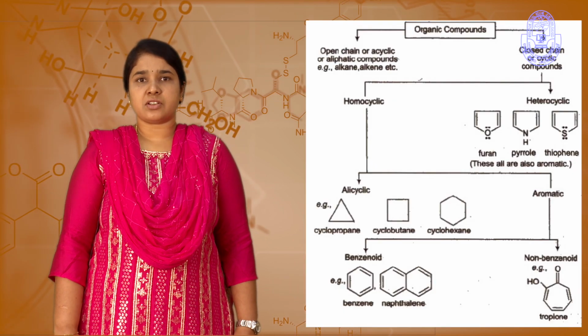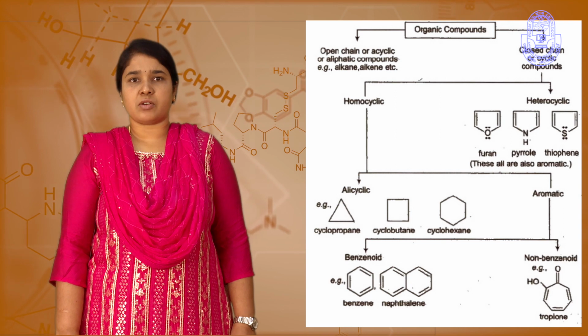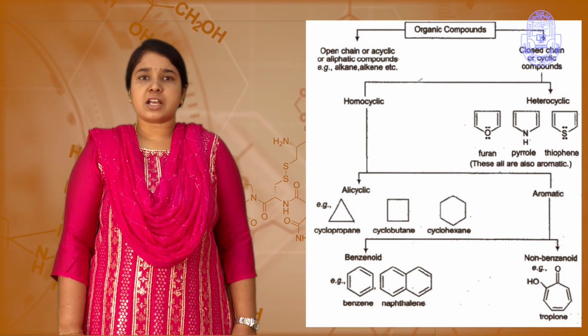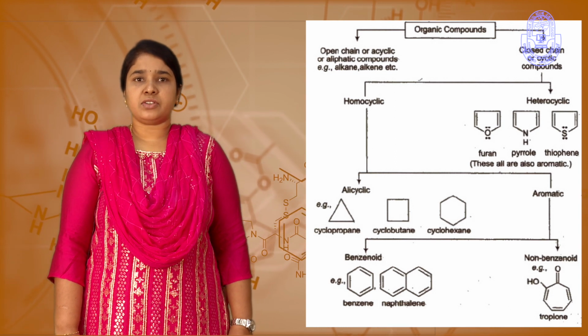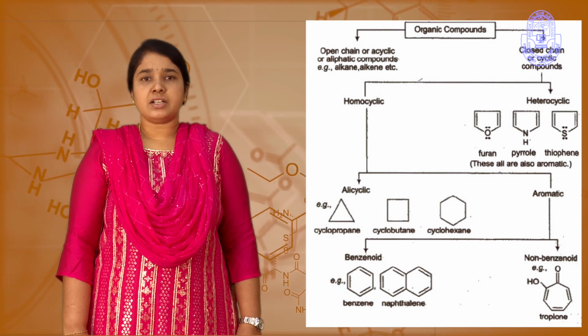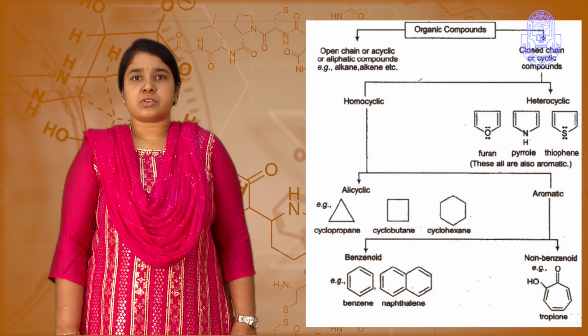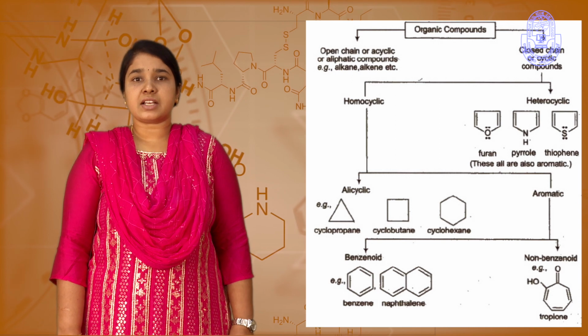Now let us see the flow chart of classification of organic compounds. This is the simplified flow chart of the classification of organic compounds. Organic compounds are classified into 2 types. One is open chain compounds, another one is closed chain compounds. Open chain compounds are also known as acyclic compounds. These acyclic compounds are again classified into saturated compounds and unsaturated compounds. Now coming to the closed chain compounds. Closed chain compounds are also known as cyclic compounds.